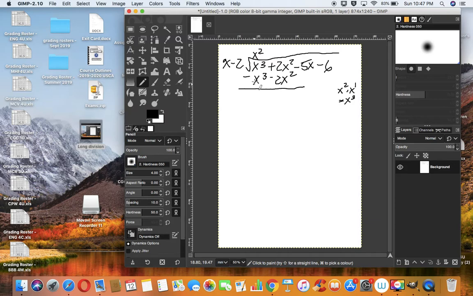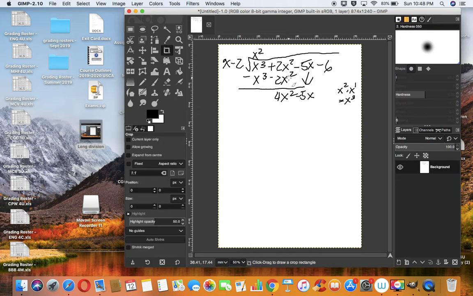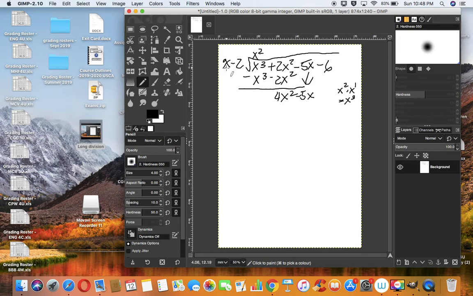This minus this is 0 x cubed, so I don't need to write anything down. And then 2 minus negative 2 becomes 2 plus 2, so it becomes 4x squared. And then I bring down the 5x. And then, how many times does x go into 4x squared? Well, it goes positive 4x times. And then 4x times x is 4x squared. And then 4x times negative 2 is negative 8x.